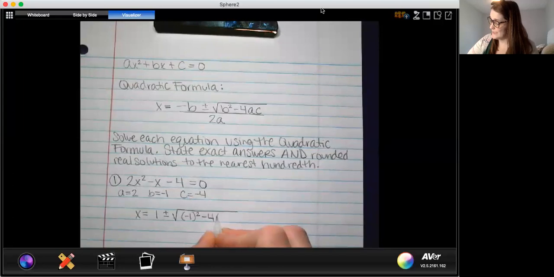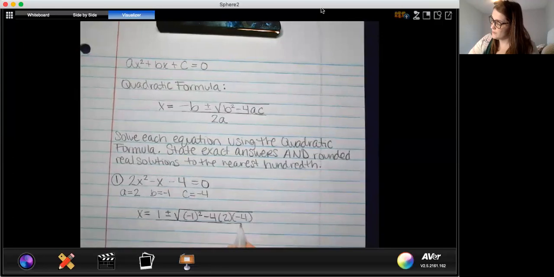minus 4AC. Make sure your square root extends out. Sometimes it doesn't when you initially write it. Whole thing, including the opposite of B, whole thing divided by 2A.